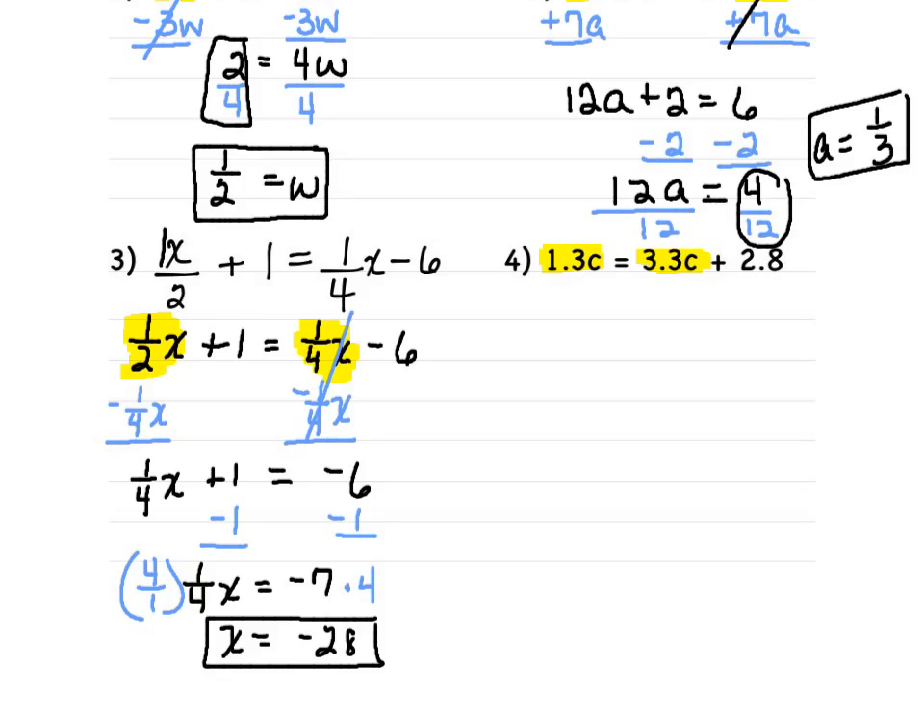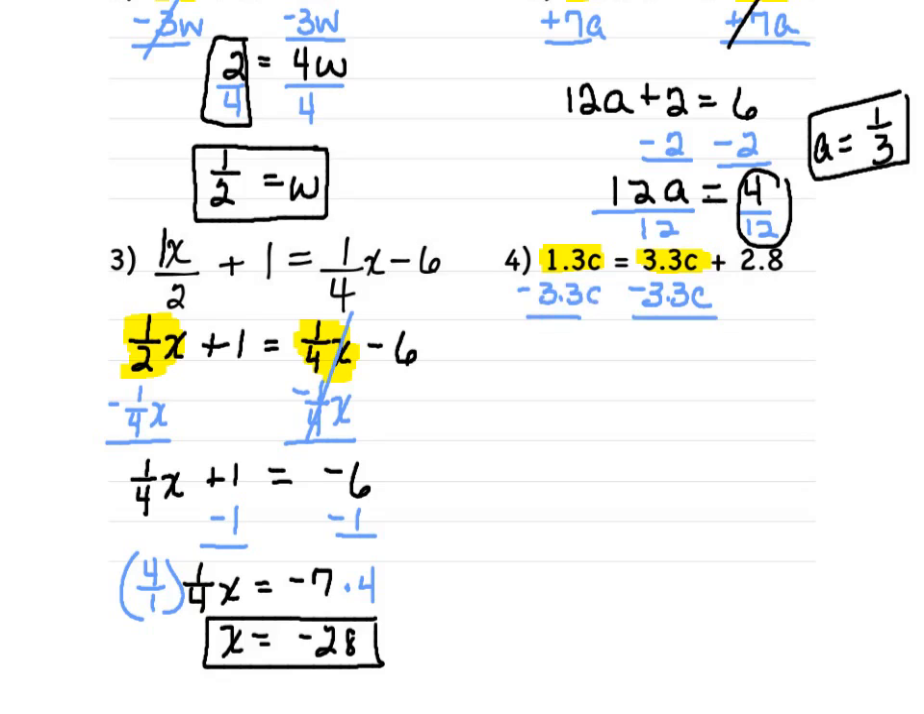But notice with me, 1.3c is the smaller term, and that's usually the one that I would like to remove first, but it's the only thing on the left side of my equation. If I remove 1.3c, I'm left with nothing on the left side of the equation. So when you have that situation, then go ahead and remove the larger of the two variable terms. So the opposite operation, the inverse operation here would be subtracting 3.3c. Whatever I do to one side, I'm going to do to the other.